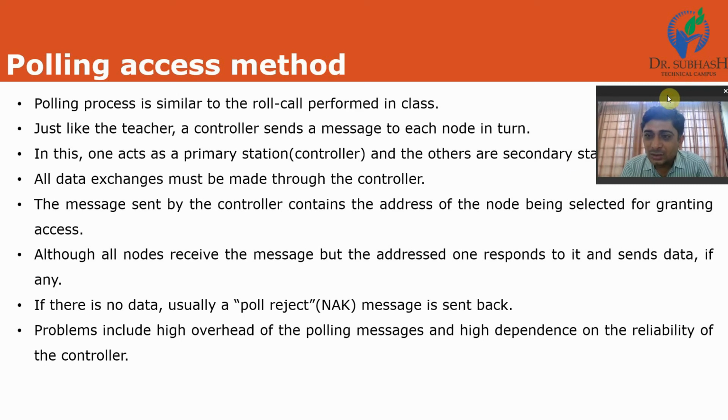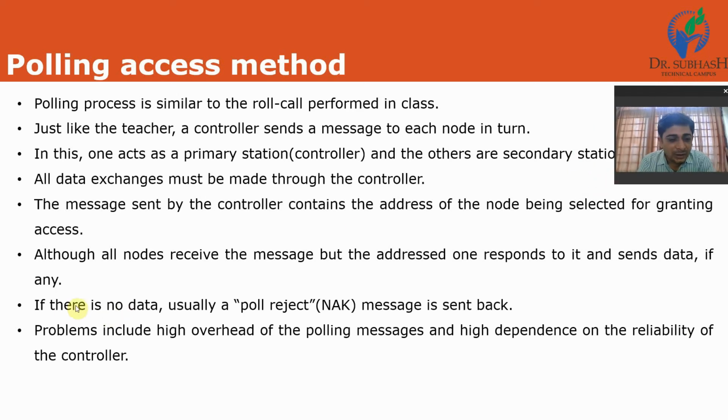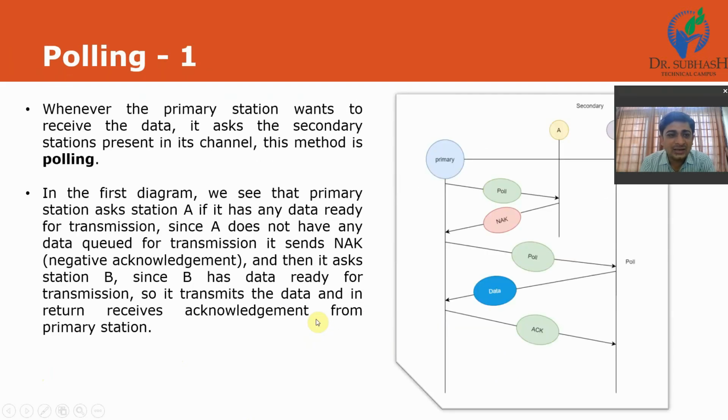In a sequence, individual students have a roll number and the student with the appropriate roll number will respond. Okay. If there is no data, roll number 14 is absent, usually a poll reject, NAK, a no acknowledgement message, will be sent back. Okay. Problems include the high overhead of polling messages and high dependence on the reliability of the controller. That is the polling access method.